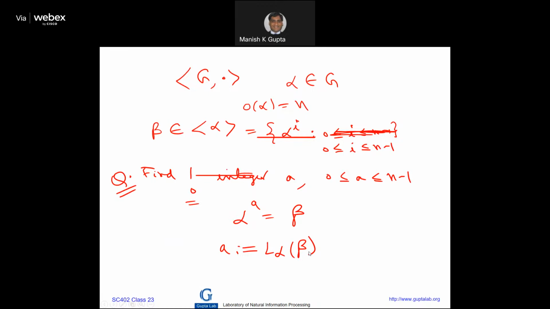So in general, whatever you can do over integers modulo P, you can do for a finite group. There we were taking alpha to be a primitive root. Here we are taking alpha to be the generator of the group, so the order of alpha is n. So P belongs to this group, which is all these powers of alpha. So find a unique integer A.